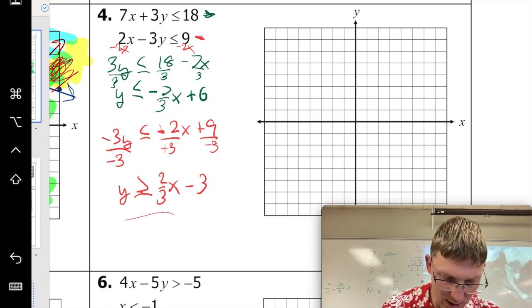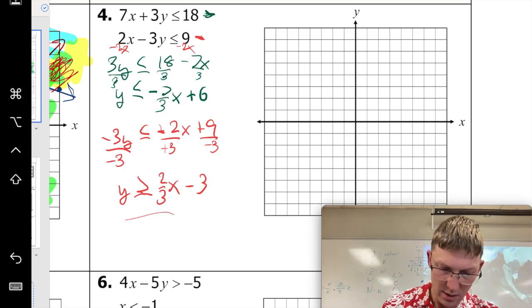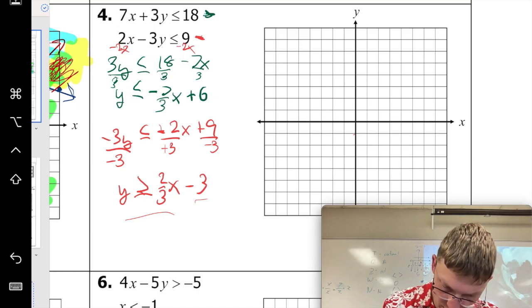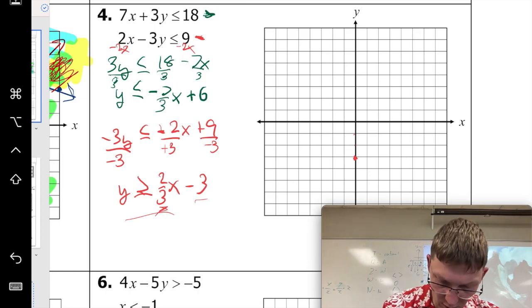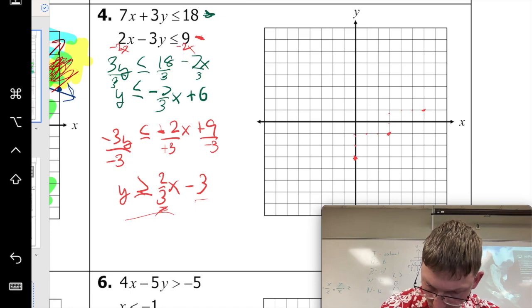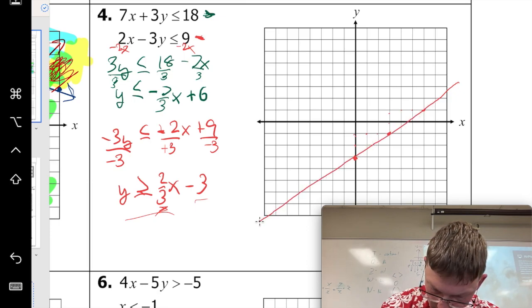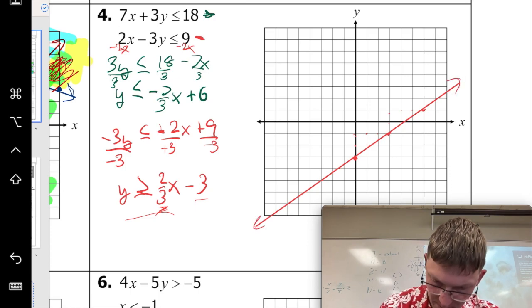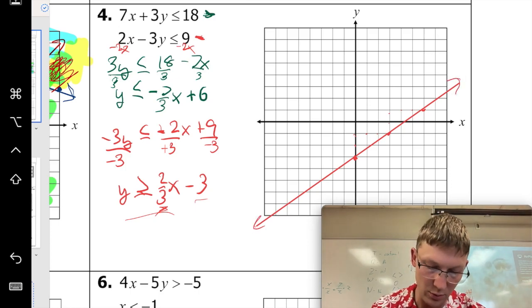So since I'm already in this color, we'll graph this one first. Y-intercept, negative 3. 1, 2, 3. Slope is 2 over 3. Rise over run. 1, 2. 1, 2, 3. 1, 2. 1, 2, 3. You don't necessarily have to do a whole bunch of lines. It just makes me feel better to get a more accurate picture. You do have to do at least 2 points.